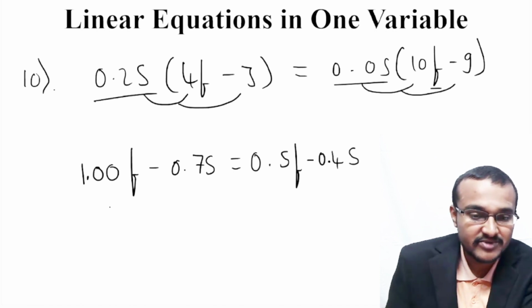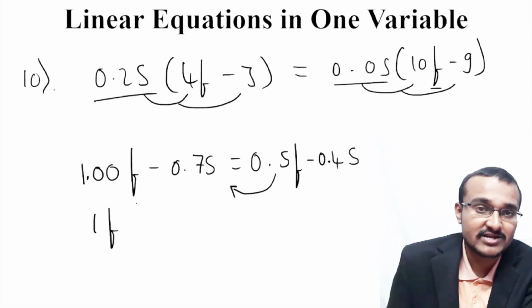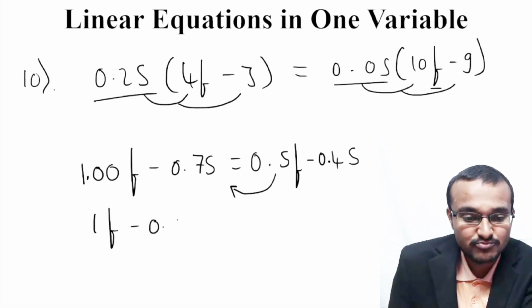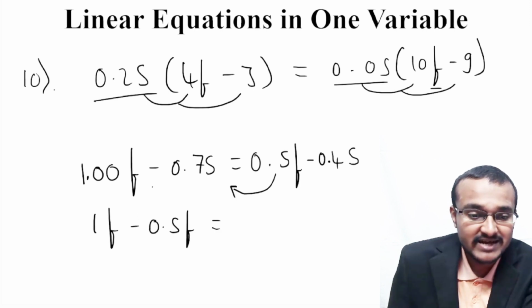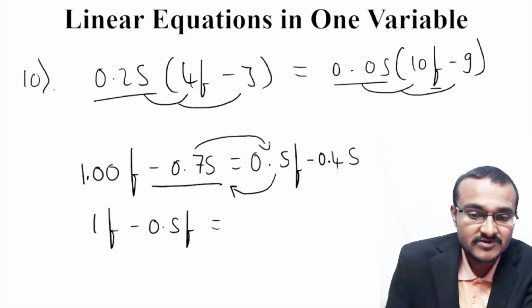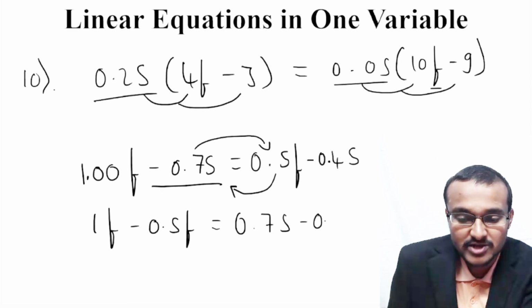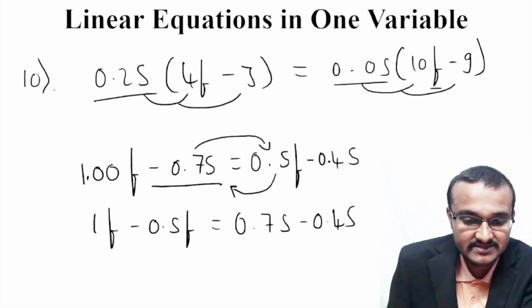Now you can actually separate this. So 1f will be there in the LHS itself. 0.5f you can bring to the LHS, so that will become minus 0.5f. This minus 0.75 you can bring to the RHS, so this will become plus 0.75. So plus 0.75 minus 0.45 will be there as it is.